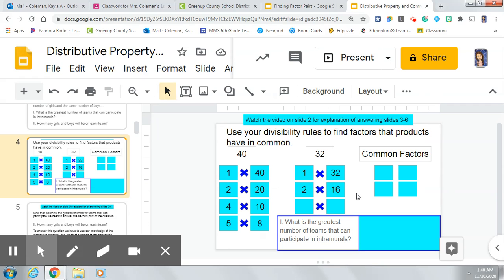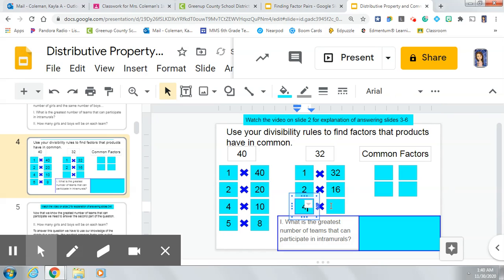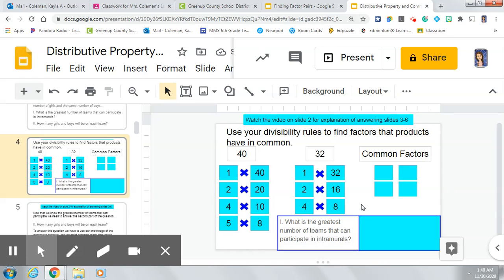Can I divide it by 3? No. Can I divide it by 4? Yes. I know that 4 times 8 equals 32. Can I divide it by 5? No. Can I divide it by 6? No. Can I divide it by 7? No. And then I come to 8. I've already put the 8 there. That means that it's not going to go into anything higher than that. These are all of our factor pairs, all of the factors of 40 and 32.